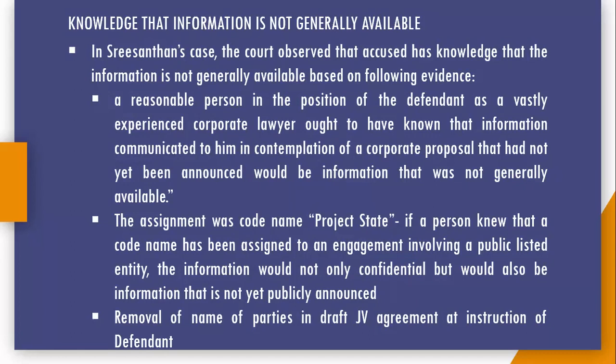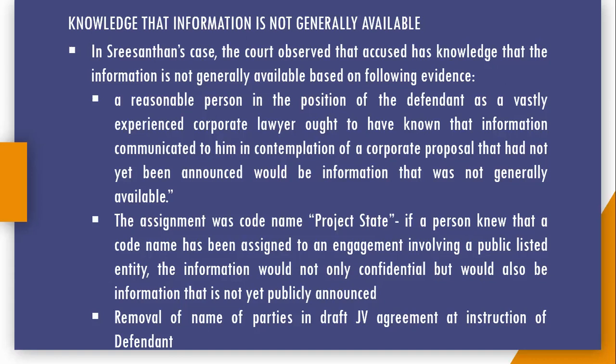The most obvious reason is he is a corporate lawyer. He's an experienced corporate lawyer, not a freshie. He's supposed to know that information communicated to him, and the corporate proposal, not yet announced, would be information that was not generally available. Then when he opened the file to prepare the draft JV agreement, he put a code name, Project State. Why did he put a code name? When a person knows that a project must be assigned a code name, he will know that the information inside must be PMC, something not yet made public. That's why he put a code. Otherwise you don't need to put a code. You can just put A company against B company, right?